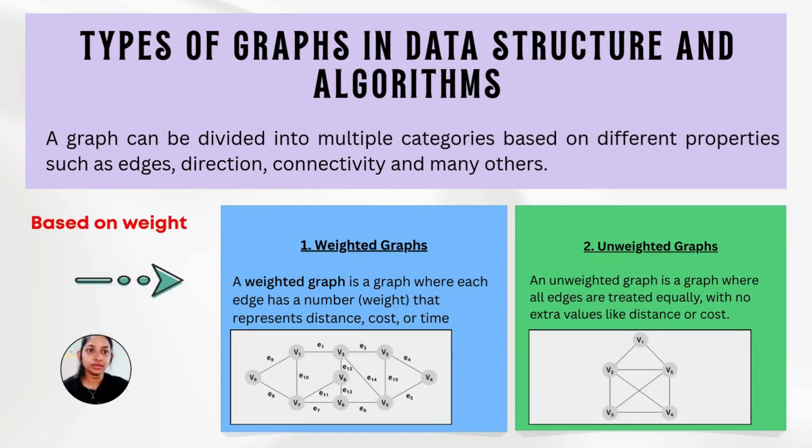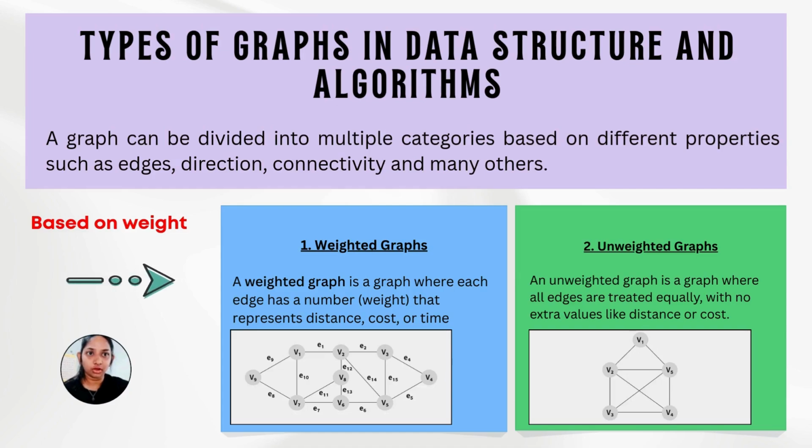Now let's continue with another classification of graphs. Now we will look at types of graphs based on weight. There are two types, weighted graph and unweighted graph. A weighted graph is a graph where each edge has a weight. This weight represents values such as distance, cost or time. Weighted graphs are commonly used in maps, networks and routing problems. For example, the distance between two cities can be shown using the weight of edges.